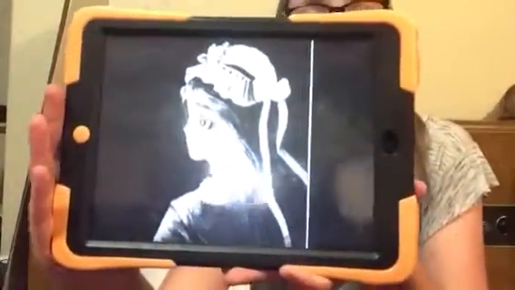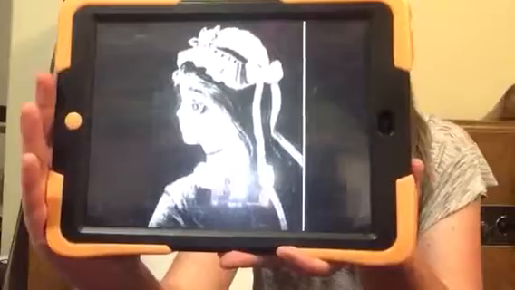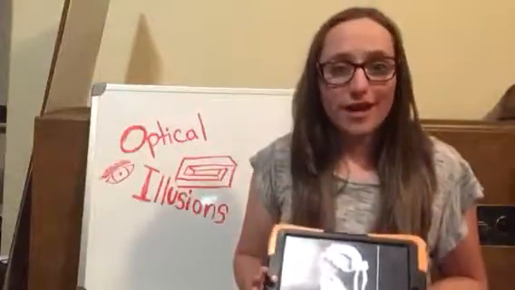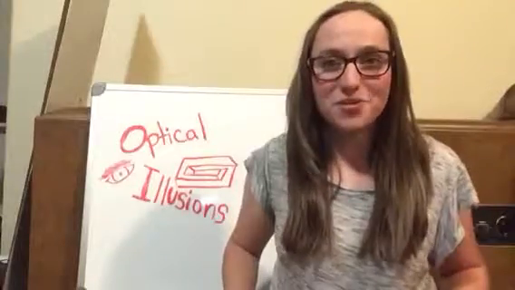Look at this image. What do you see? Do you see a young girl or an old woman? Look closely. There's really no right answer because this image is an optical illusion.